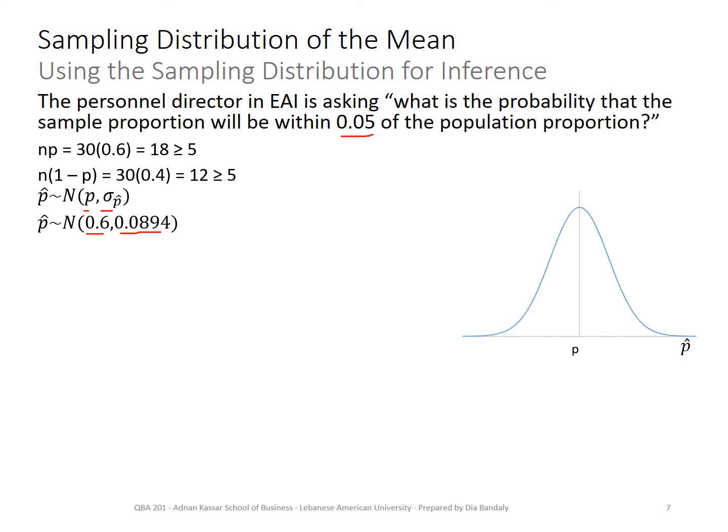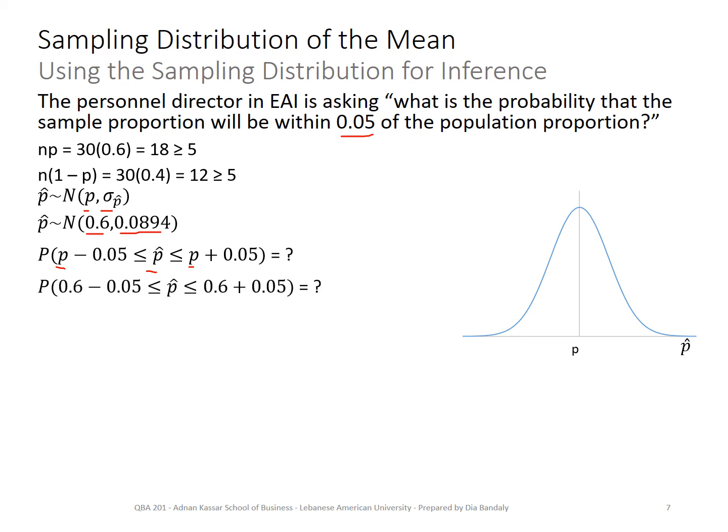So now I can see that on the graph, okay? And the question here on the graph can be translated into a probability statement like that, right? That P hat is within plus or minus 0.05 of the population proportion. Now I can plug in the value of P that I know, and I can simplify. So this is my question, in fact: what's the probability that P hat is between 0.55 and 0.65? So we go to the graph and we locate these, and to answer this question, we need to find this area.